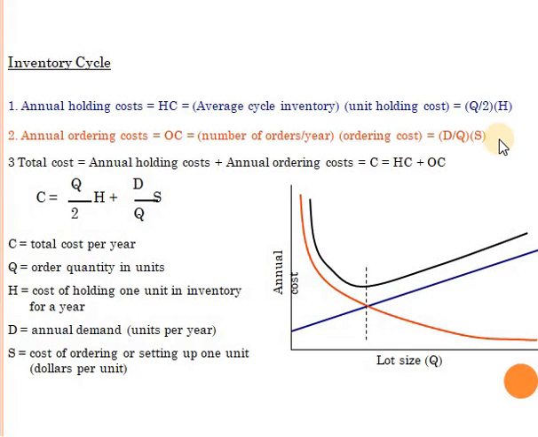Now I want to see what the total cost will be. It's going to be the holding cost plus the ordering cost. So the equation for the total cost will be the summation of the holding cost, Q over 2 times H, where H is the cost of holding 1 unit in your inventory for a year, plus D over Q times S, where D is the annual demand, Q is the quantity, and S is the cost of ordering per order.